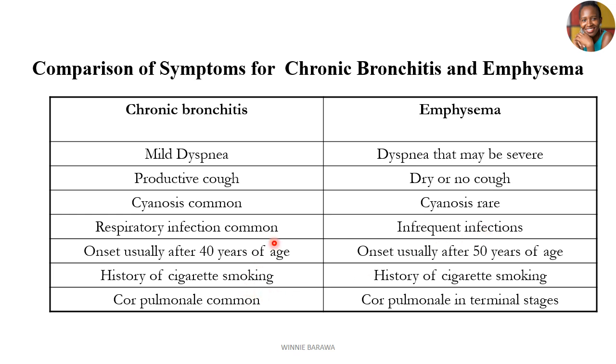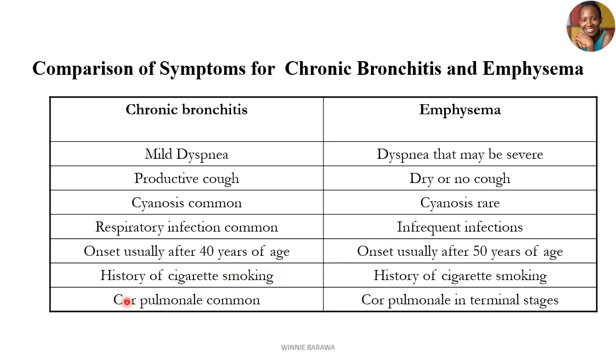The other bit is the age of onset. Chronic bronchitis is common with people after 40 years of age, but emphysema is usually observable after 50 years of age. The client with chronic bronchitis and emphysema have a common history of cigarette smoking. So this means both of these illnesses can easily be observed in a client who is a cigarette smoker.